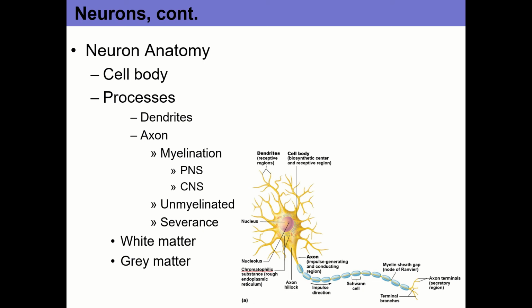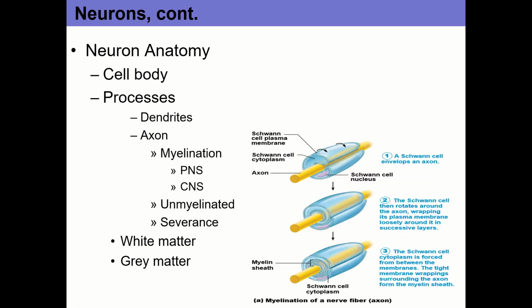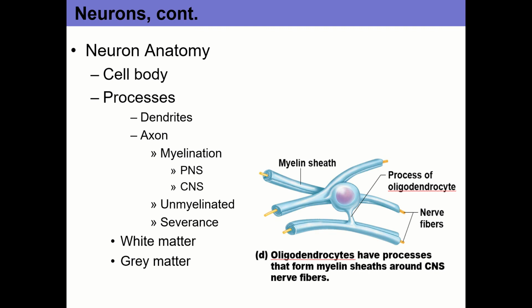That's okay. All right, so in terms of white matter and gray matter, this is going to come up when we talk about the central nervous system primarily. If you look at cross-sections of the central nervous system, that includes, again, the brain and the spinal cord. Oh, there's my little Schwann cell. And then there's an oligodendrocyte wrapping around a bunch of different axons.